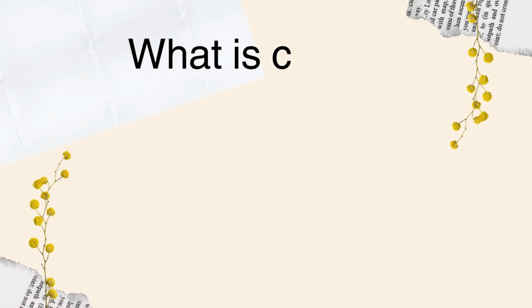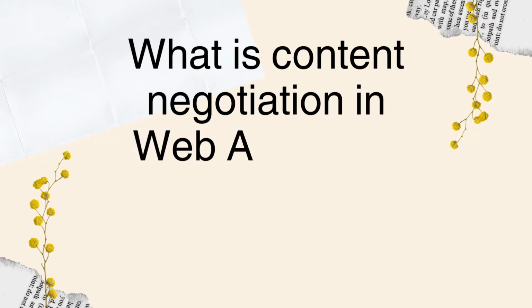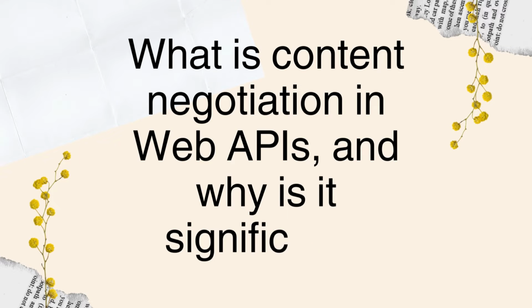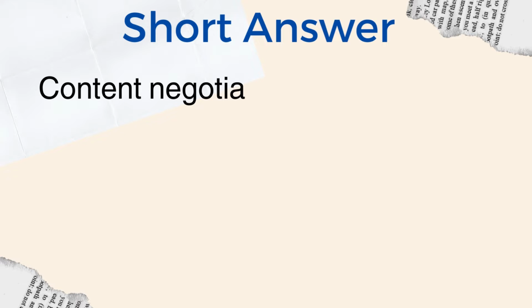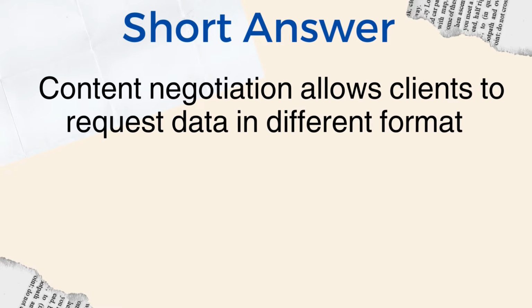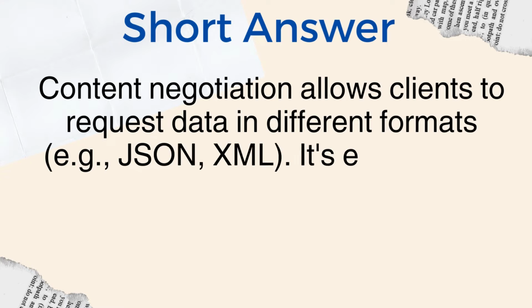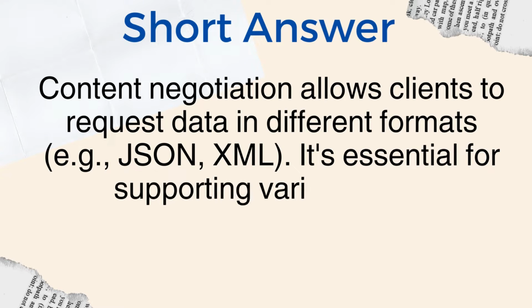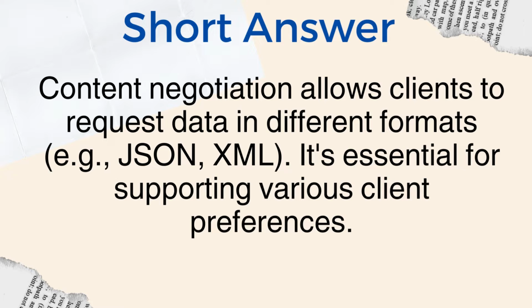Now, there's another question that is frequently asked: what is content negotiation in Web API and why is it significant? The short answer is content negotiation allows the client to request data in different formats. For example, it could be JSON or XML, and it's essential for supporting various client preferences. So I will explain what it is.